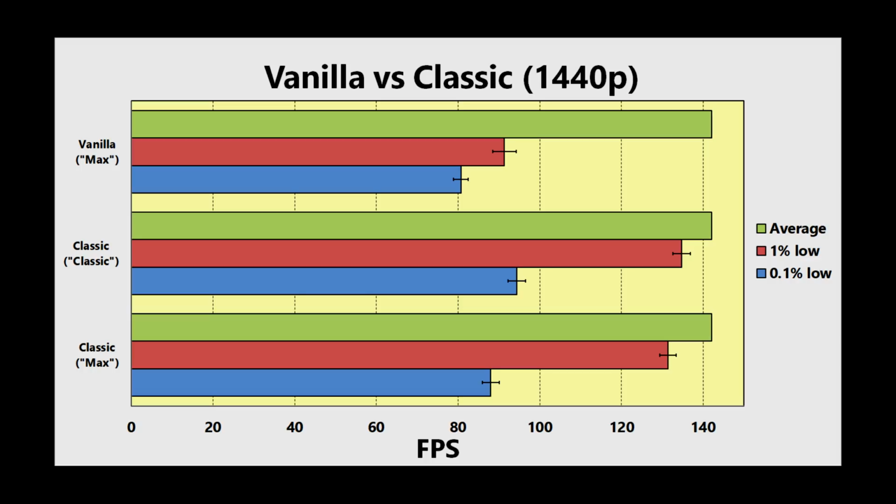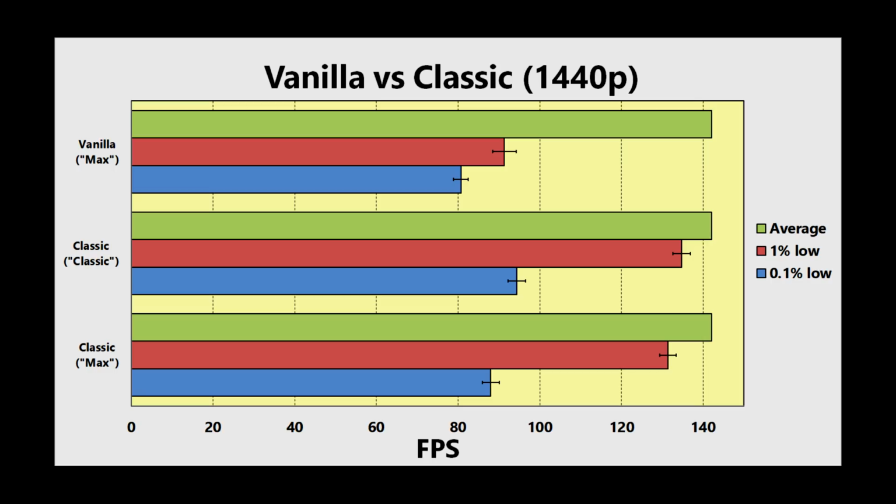The green bar indicates the average frame rate, the red bar indicates the 1% lows, and the blue bar indicates the 0.1% lows. The 1% and 0.1% lows can kind of be considered your minimum frame rate in a sense, but more like the average of your lowest 1% of frames and the average of your lowest 0.1% of frames. Now the top 3 bars are the Vanilla gameplay bars at maximum settings, the middle ones are the Classic demo with the Classic option enabled, and the bottom set of bars are the Classic demo with maximum settings enabled.